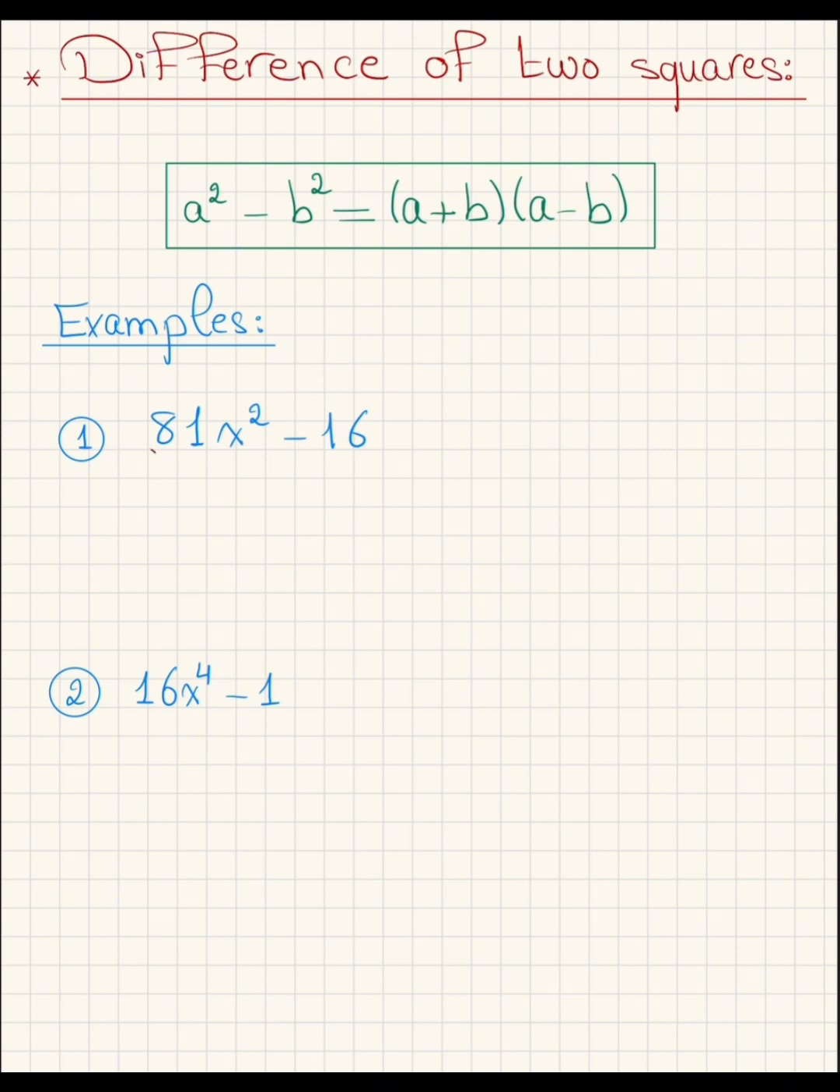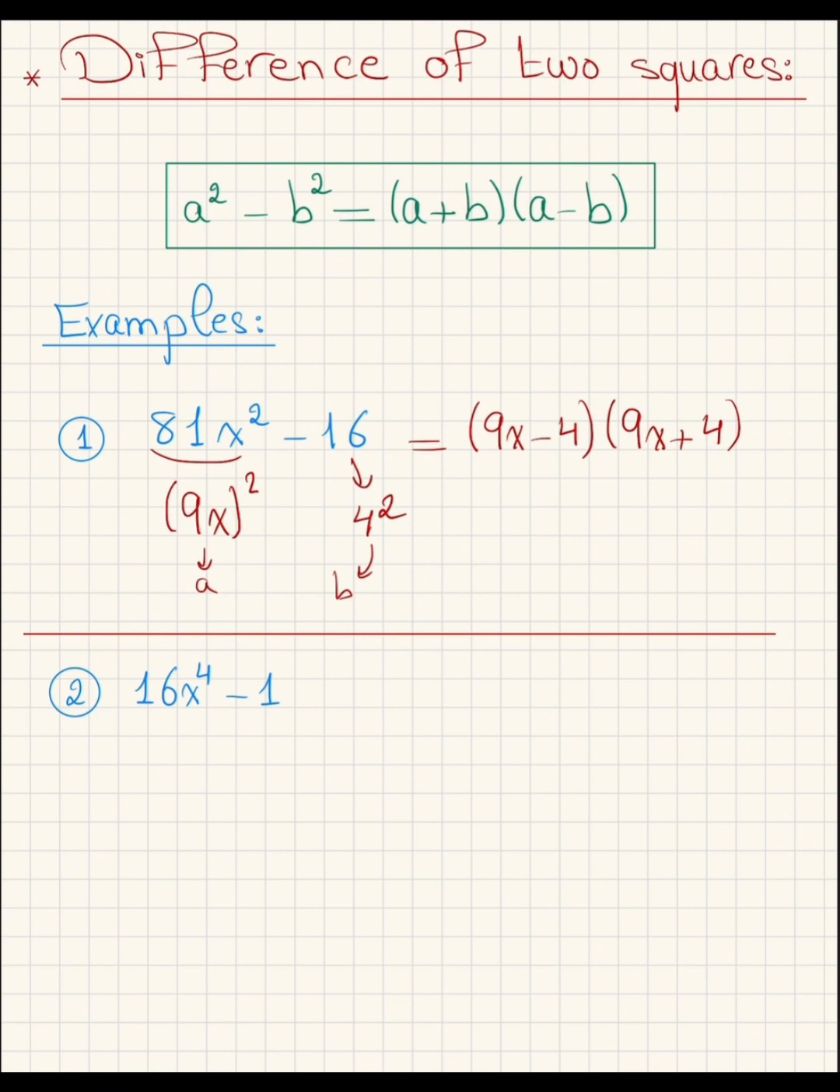And 81x to the power of 2 is a perfect square. It can be written as 9x to the power of 2. And the 16 is 4 to the power of 2, which means the 9x is our A and 4 is our B. So the final answer becomes A minus B, or 9x minus 4, multiplied by A plus B, which is 9x plus 4. That's the final answer.